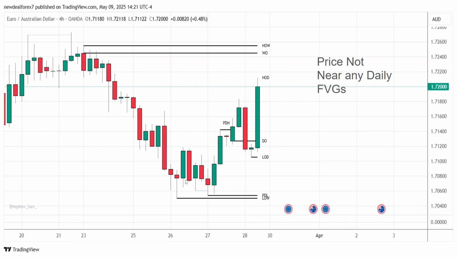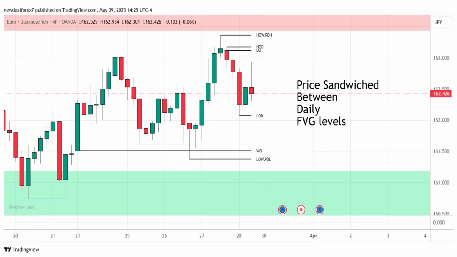Even if you may see some good setups that you may have normally traded, if it's not in that zone, I'm not interested. I want high probability only. And as well, sometimes price may be sandwiched between two fair value gap levels and not touch either one.